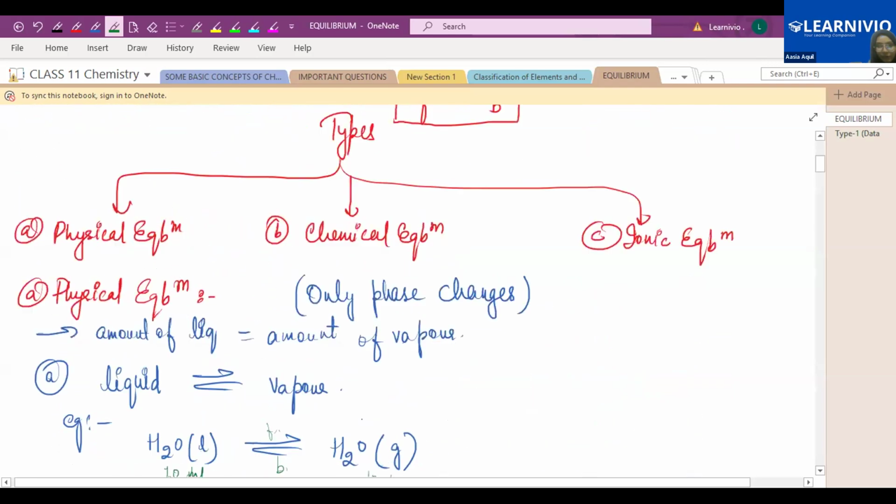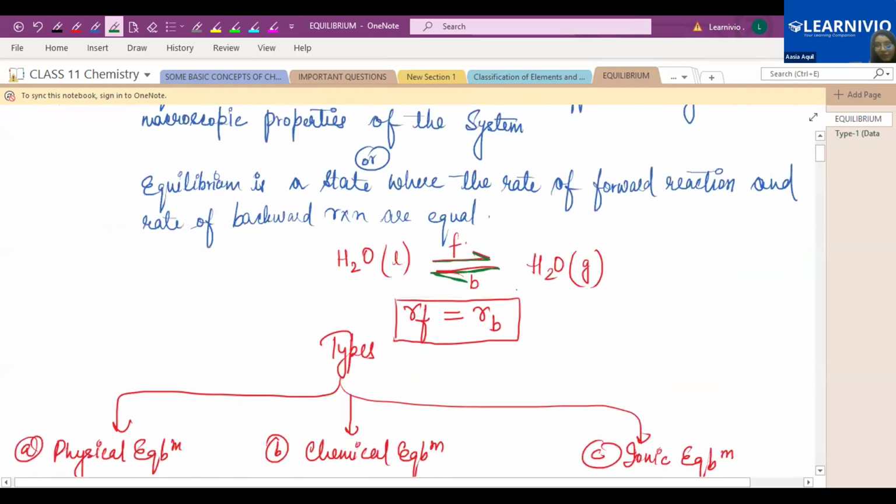And what about this arrow? Why did I show this arrow? This is a double half arrow. What does it indicate? It indicates that the process is going in both directions. Both directions of the process are going on, meaning the forward direction as well as the backward direction.